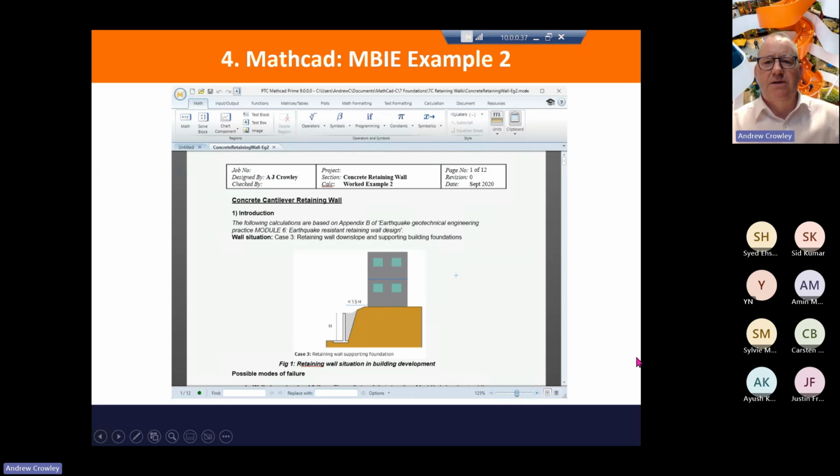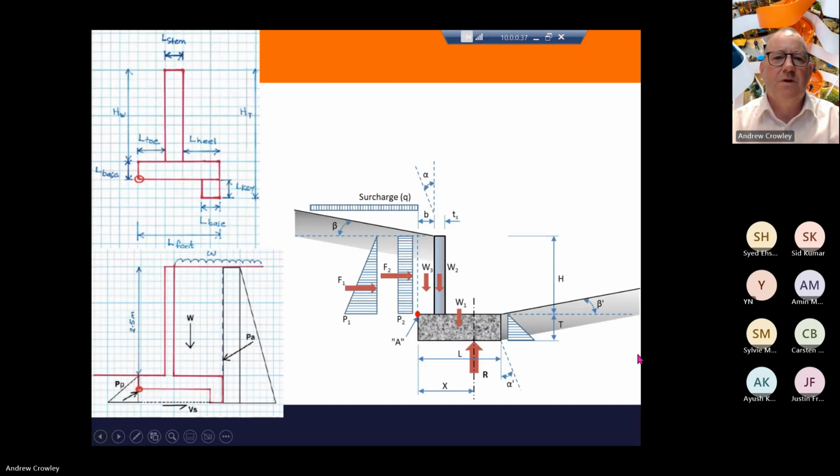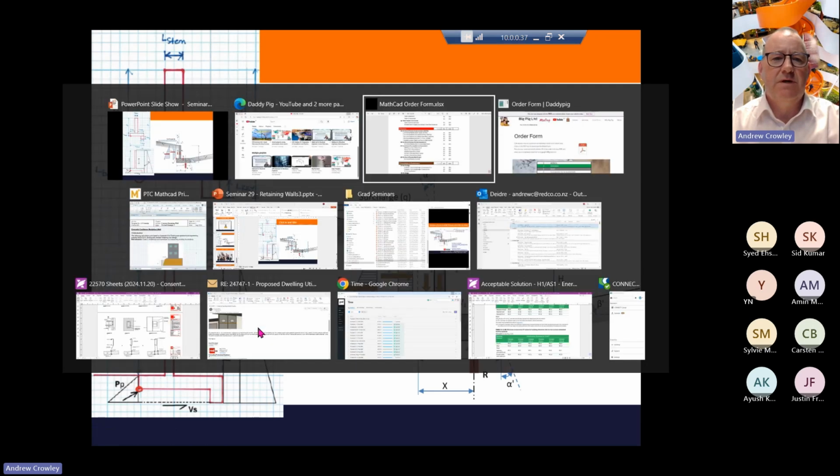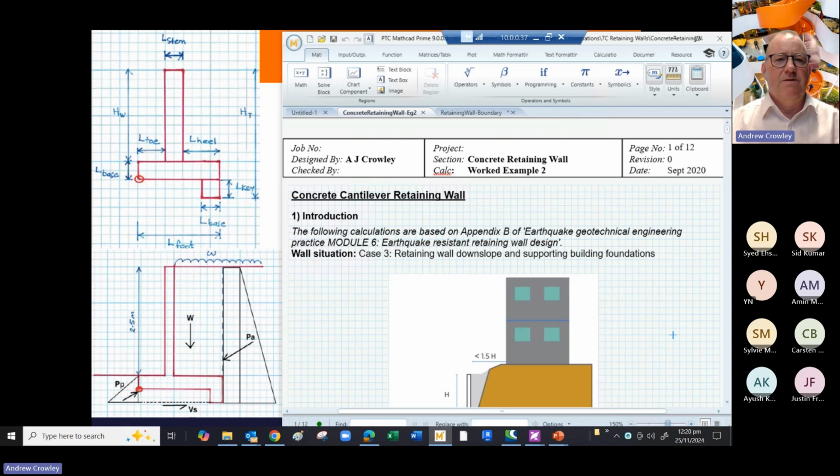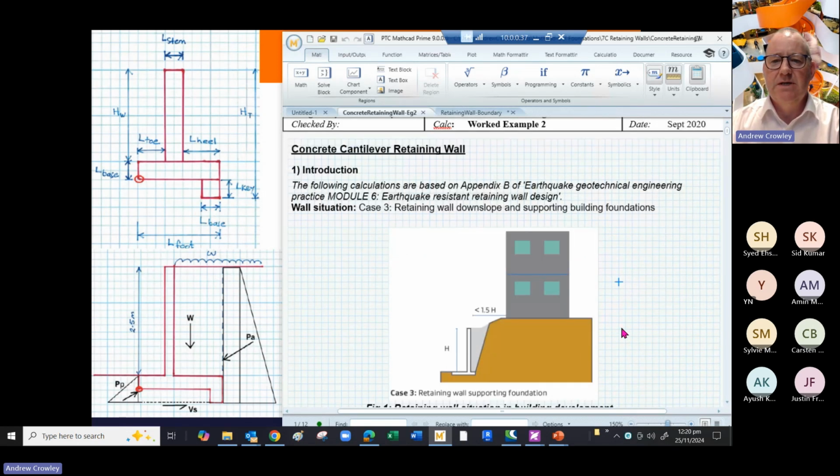So here is the example. Let's keep these figures in mind as we go through the example. So here are your figures on your left, and here's the Mathcad on the right. So this is the Mathcad for the concrete cantilever retaining wall, and this is straight out of module 6 of the earthquake resistant retaining wall design.